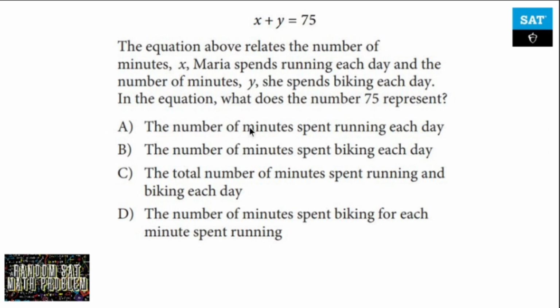So A says the number of running only. Nope, that's just an X. The number of minutes spent biking only. Nope. The total number of minutes spent running and biking. Yep. Just to be sure, the number of minutes spent biking for each minute spent running, no, has nothing to do with it, the one's not dependent on the other. Pretty basic problem. The answer is C, baby.